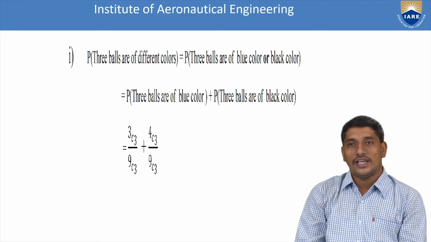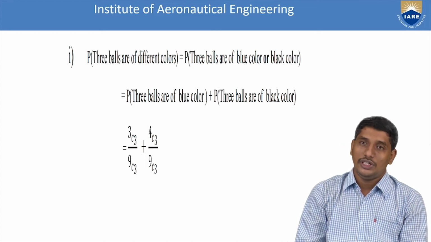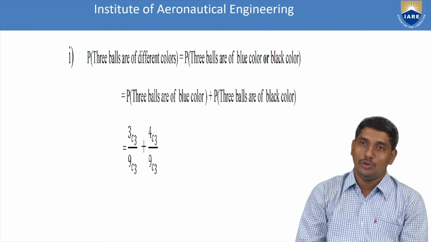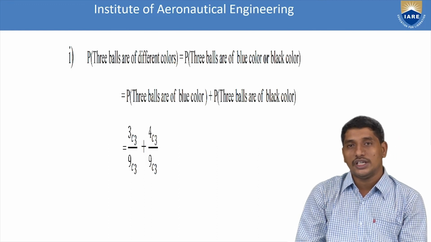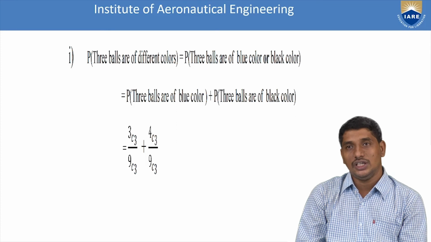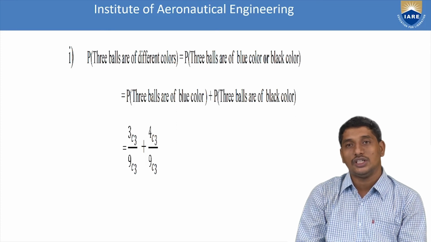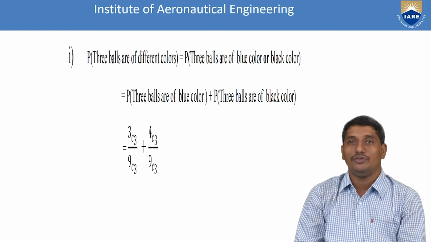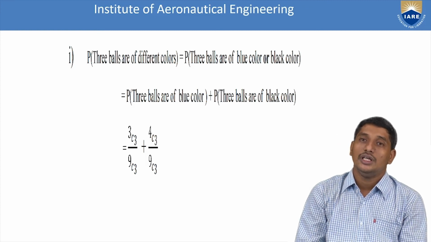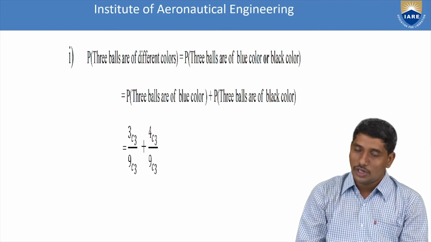So both are mutually exclusive and hence the probability will be P of getting 3 blue balls plus probability of getting 3 black balls. There are total 3 blue balls and hence 3C3 by 9C3, and there are 4 black balls and hence the probability will be 4C3 over 9C3. In this way we can find the probability of getting 3 balls of same color.